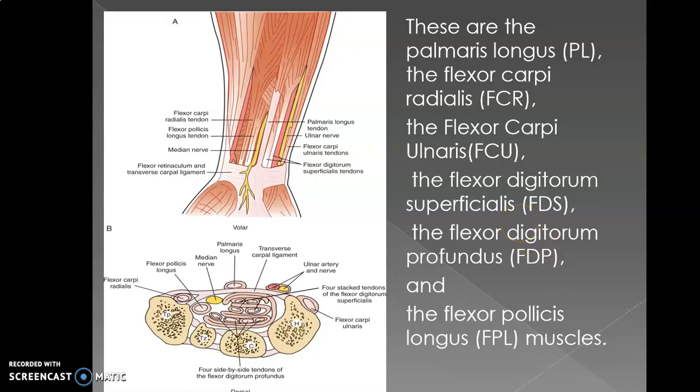So, dear students, continuing from the 8th part, we are in the 9th part of the wrist and hand complex of the biomechanics. So, just coming back to this area, you can see this is a cross section.